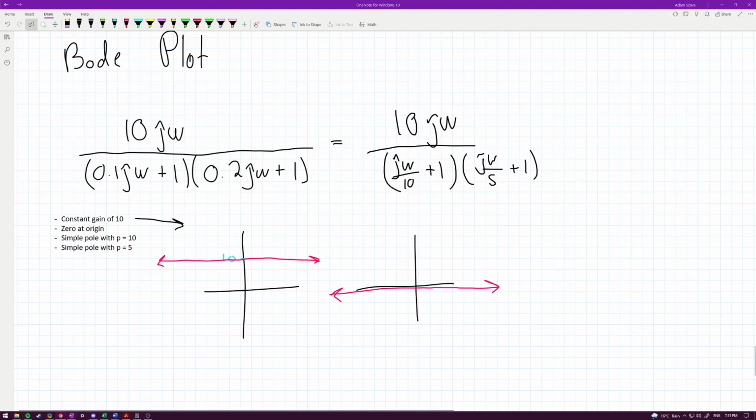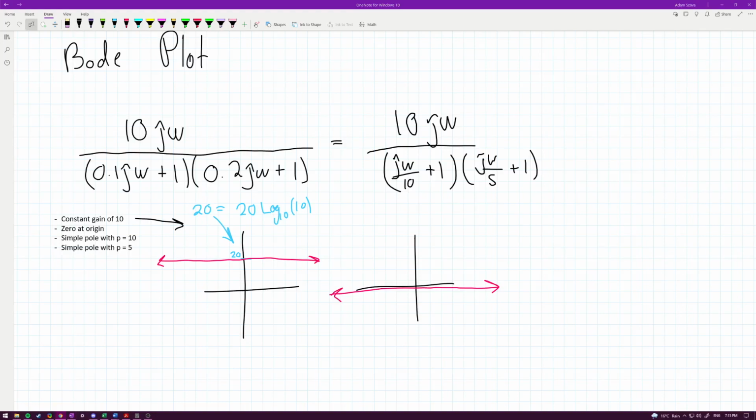Oh yeah, you're right. I should have my notes open. Yeah, you're definitely right. So it's not at 10. It's at 20 log 10 of 10, right? So 20 log of 10 is 20. So it's at 20. 20 equals 20 log 10 of 10. 20 goes there. Yeah, thank you for that. That's exactly right.